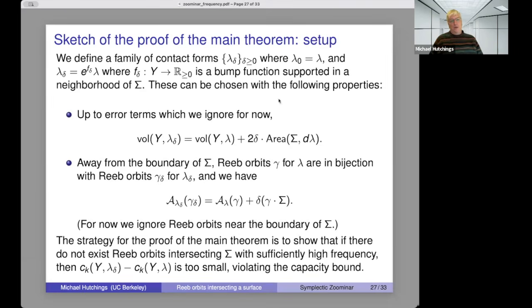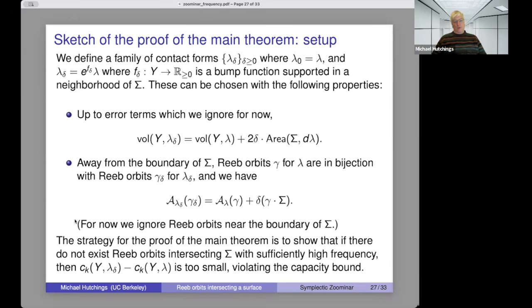So again, Reeb orbits gamma for the original contact form lambda away from the boundary of sigma are in bijection with Reeb orbits for the new contact form. And the action for the new contact form is the action of the old contact form, plus every time I intersect sigma, the action gets increased by delta. So delta is sort of how much time is spent on a detour in sigma.